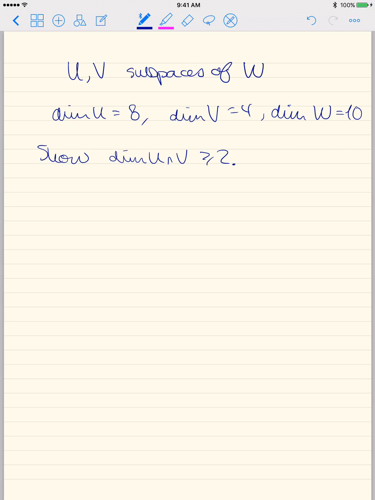Okay, so the setting in this question is that we have 2 subspaces, U and V, of some bigger subspace W, and the dimensions of the 2 smaller subspaces are 8 and 4, and the dimension of the bigger subspace that they live in is 10. And we want to show that the intersection of the 2 subspaces has dimension at least 2. So first of all, where do you think the number 2 is going to come from with those 3 numbers?